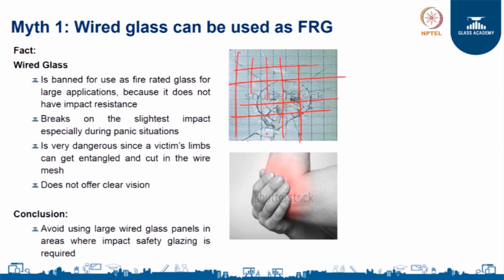So, what you see on the top, that is a wired glass. You can notice the wire mesh which is being fed into the annealed glass. So, as a result, when you use such glass products in a door, and when someone is trying to open the door during a fire, which happens to be a high panic situation, there is a high possibility that the victim's limbs can get entangled in the wire mesh, and these are all annealed glasses which we are talking about.